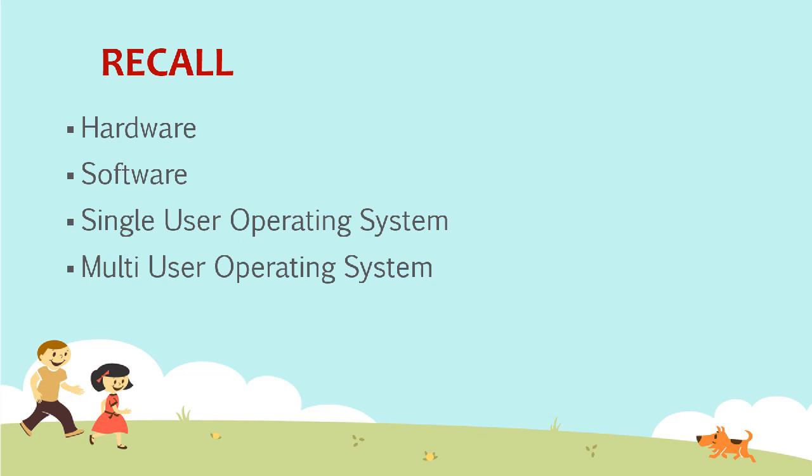So single user operating system can be used in houses, but multi-user operating system can be used in offices and big buildings like hospitals, shopping malls, railway stations, airports. The next difference is, single user operating system examples are Windows and Mac OS, but multi-user operating system examples are Unix, Linux, Windows Server 2016, etc.